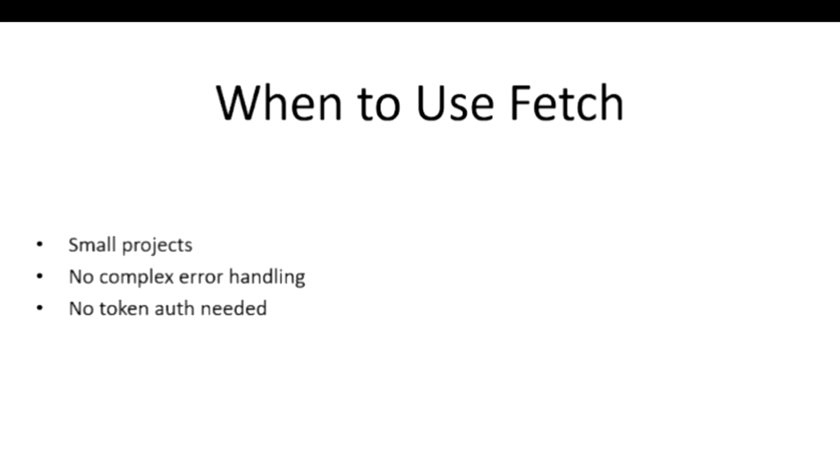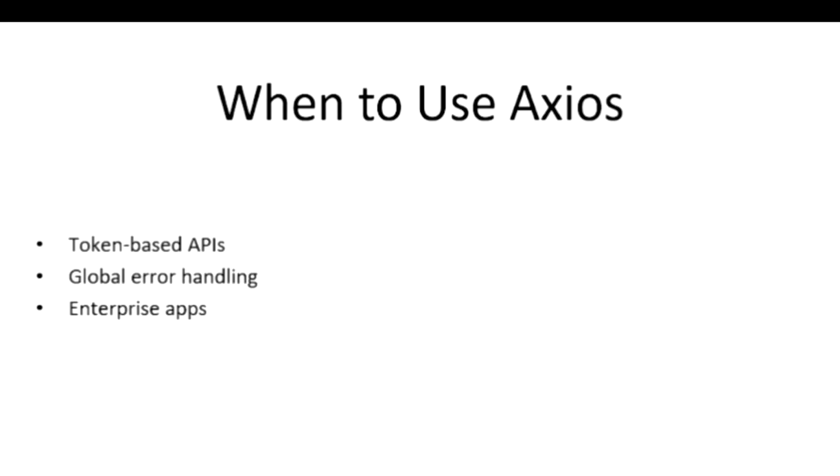Now let's talk about Axios. Axios is ideal for larger or enterprise-grade applications. If your project involves authentication tokens, centralized error handling, or intercepting request and responses for logging or retries, then Axios is a better choice. It simplifies a lot of repetitive tasks, especially in production environments. So in that case, you can use Axios.